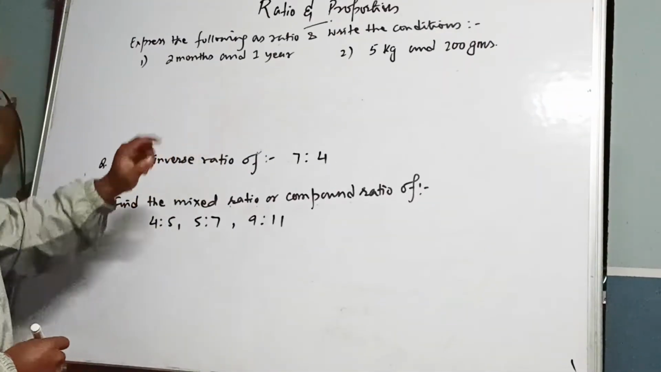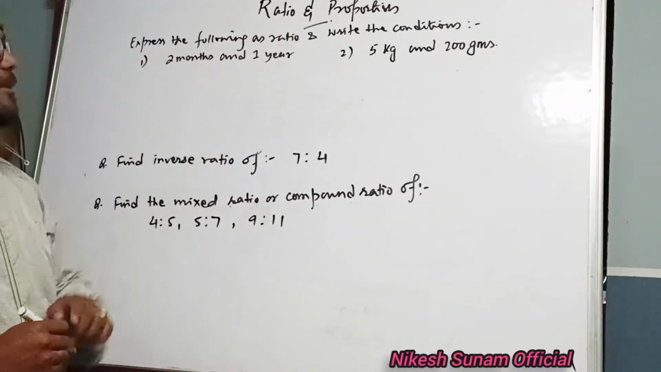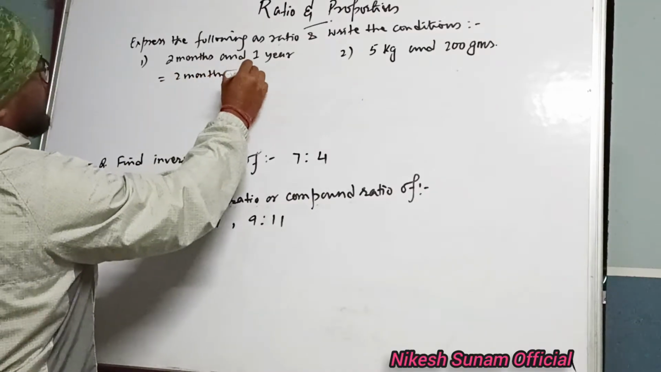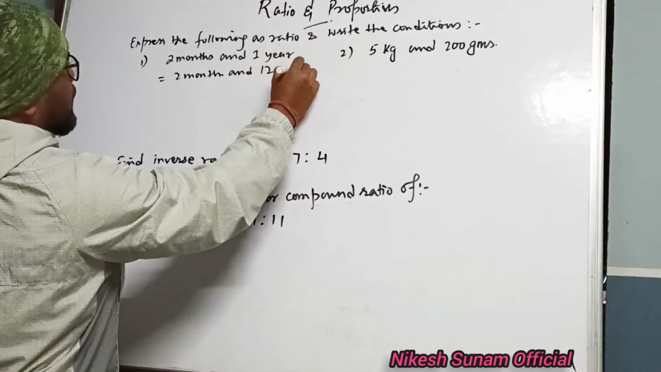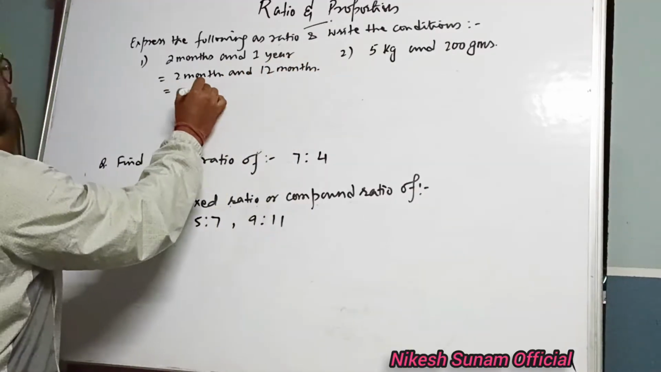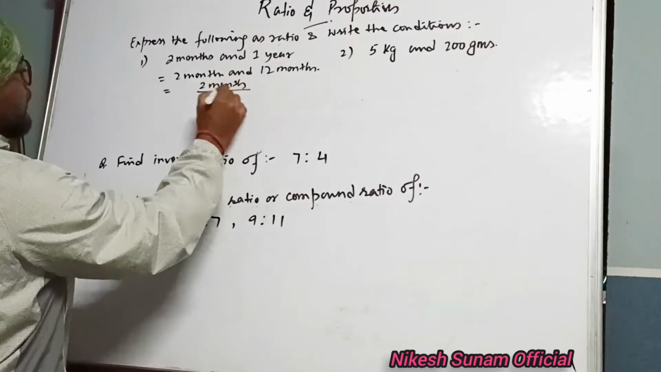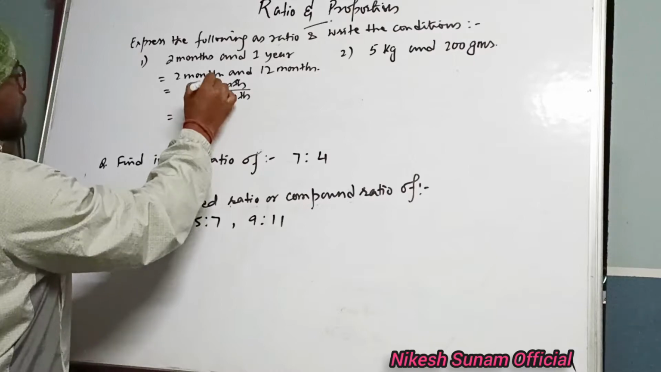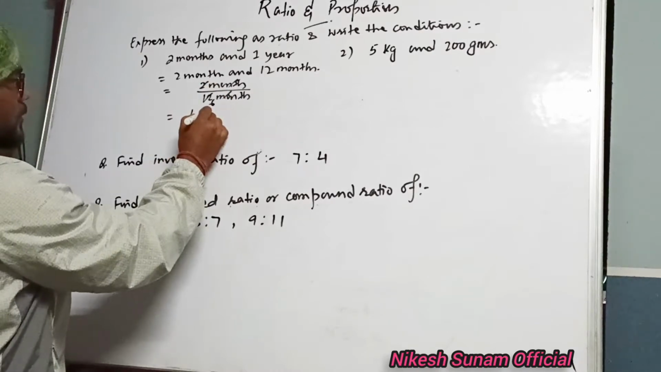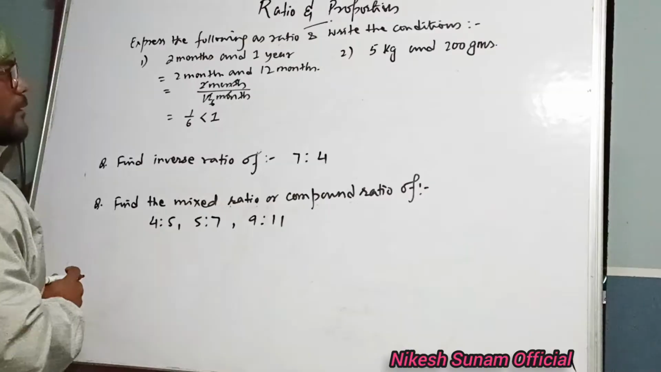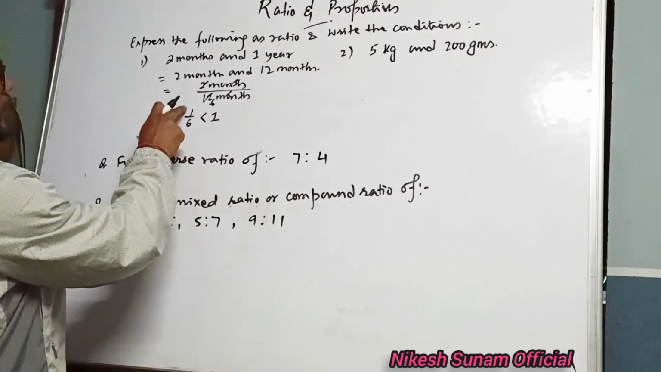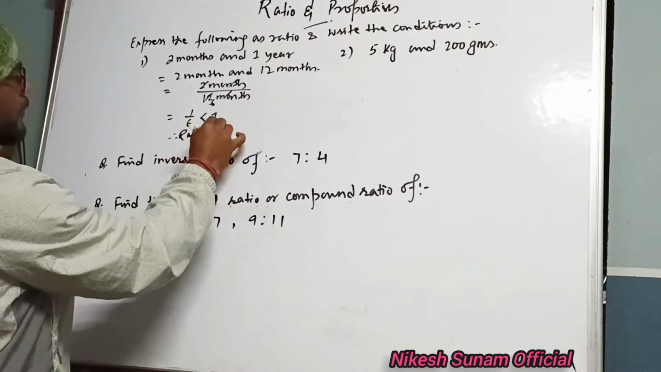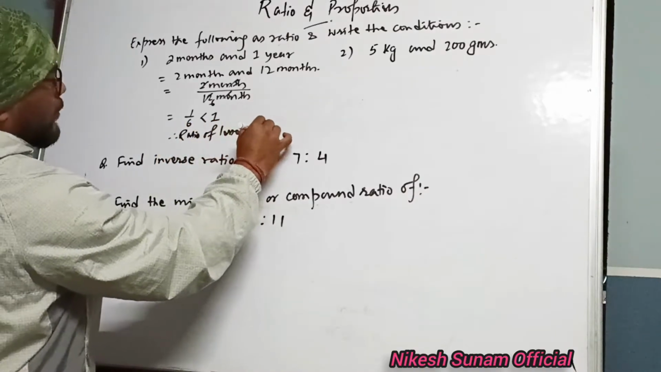Let's go to the first question. Express the following as a ratio and write the condition. So first of all, we just convert this year into months. Okay, now find the value: 2 months divided by 12 months. So you will get 1 upon 6, which is less than 1. So here the denominator is greater and the numerator is smaller. So it becomes a ratio of lesser inequality.